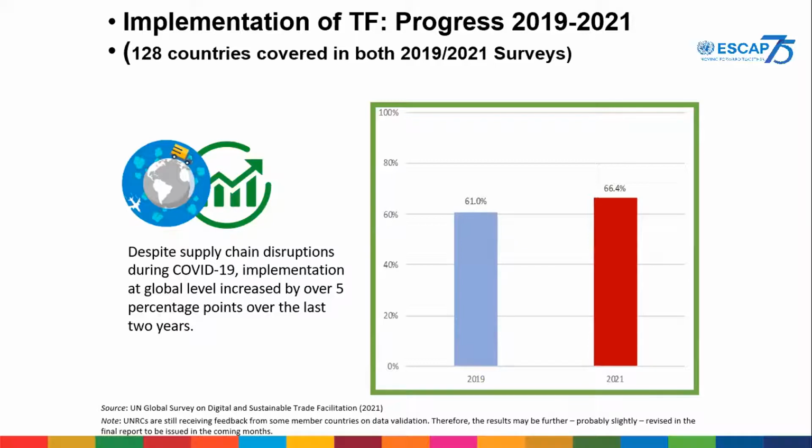So by implementing effective trade facilitation measures, countries and regions could actually minimize the disruptions and reduce the trade cost per se. So it is very encouraging that countries are taking forward the implementation of trade facilitation measures, which could potentially reduce the trade costs.